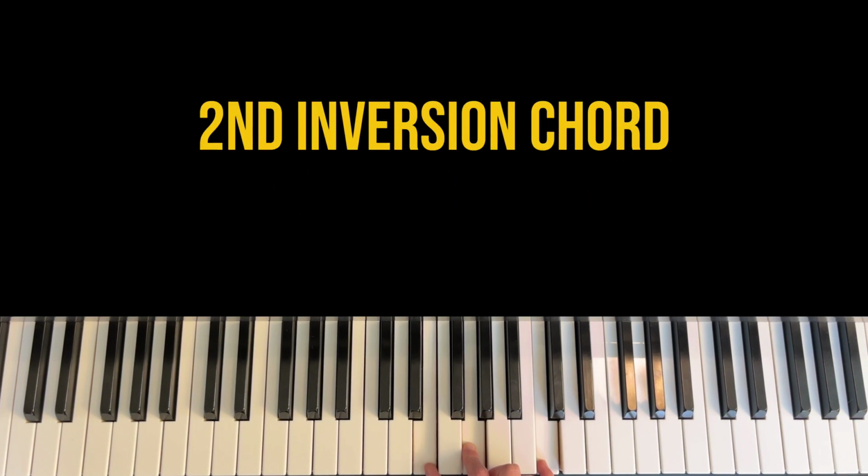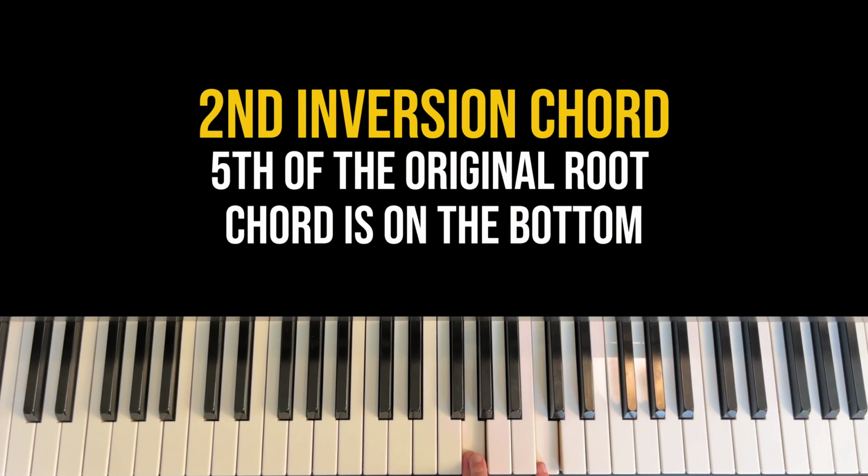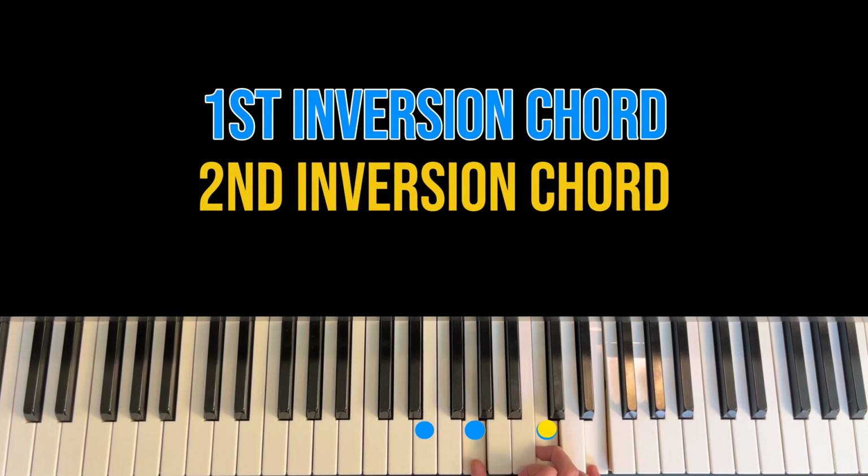Now let's look at second inversion. A second inversion chord always has the fifth of that original root chord on the bottom. If we go back to our root chord, we have our root, our third, our fifth. The second inversion chord has this fifth on the bottom, so the other 2 notes can be on top. The G is on the bottom, and now it's just an exact reversal of the first inversion chord.